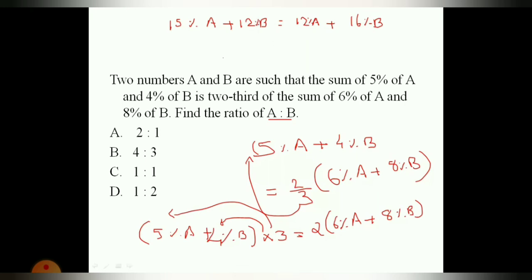Okay, so now we can take A to the left side and B to the right side. 15% of A minus 12% of A is equal to 3% of A, which is equal to 16% of B minus 12% of B, which is 4% of B. Yes, so A by B equals 4 by 3. So the answer is option B.